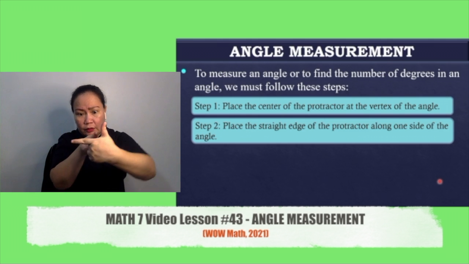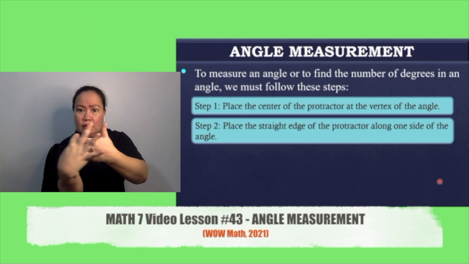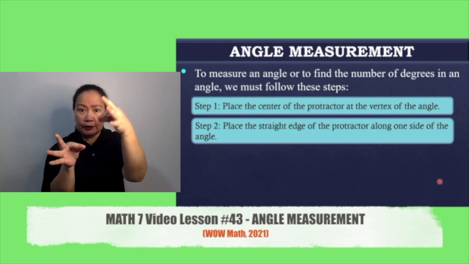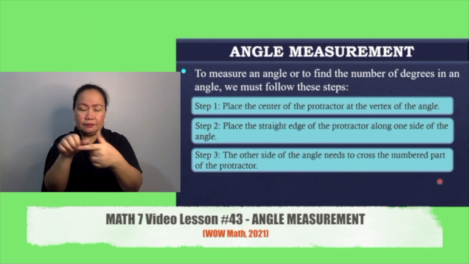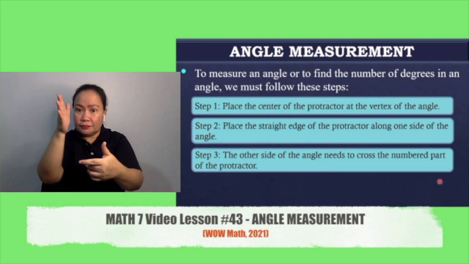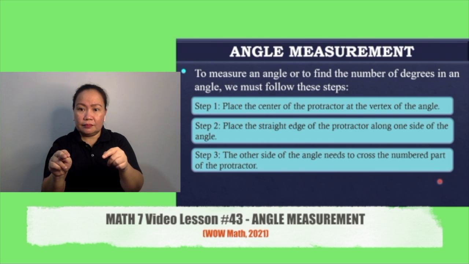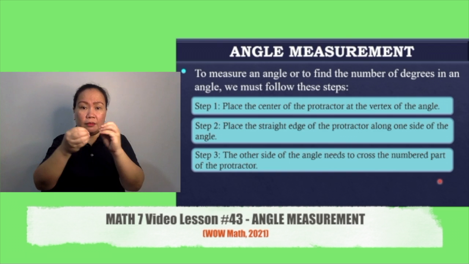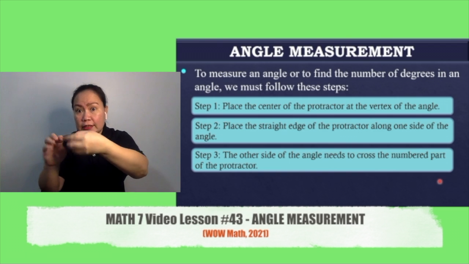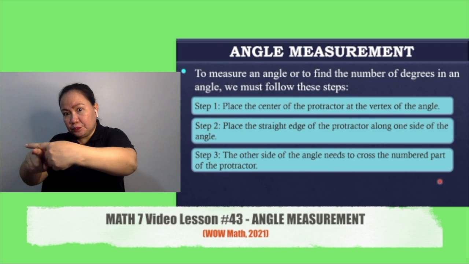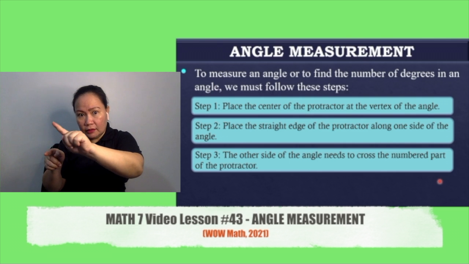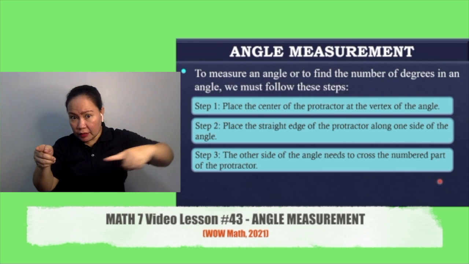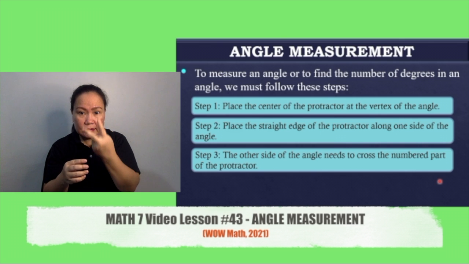So, dapat, yung 0 degree ng protractor nakatapat po doon sa side ng angle. And then step 3, the other side of the angle needs to cross the numbered part of the protractor. So kapag nakalagay na yung protractor mo sa vertex ng angle, na-align mo na yung side ng angle mo dun sa 0 degree ng protractor. Ang susunod na gagawin is tingnan mo na yung rotation ng angle.